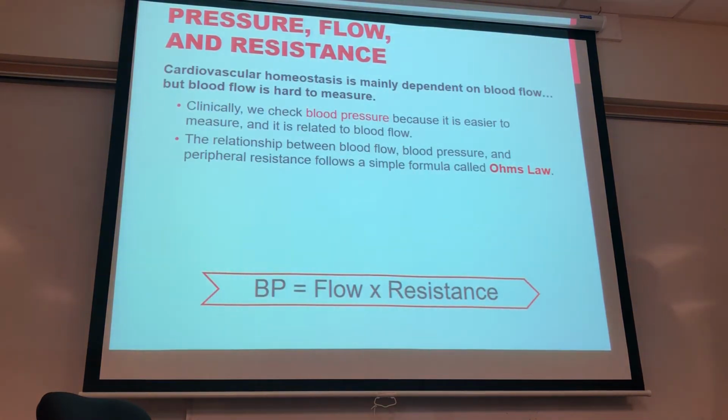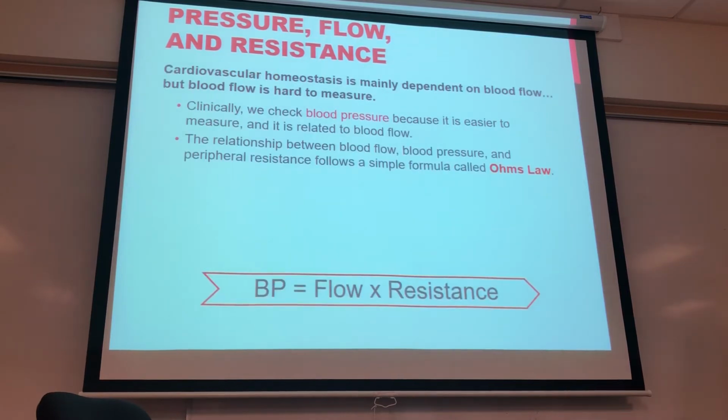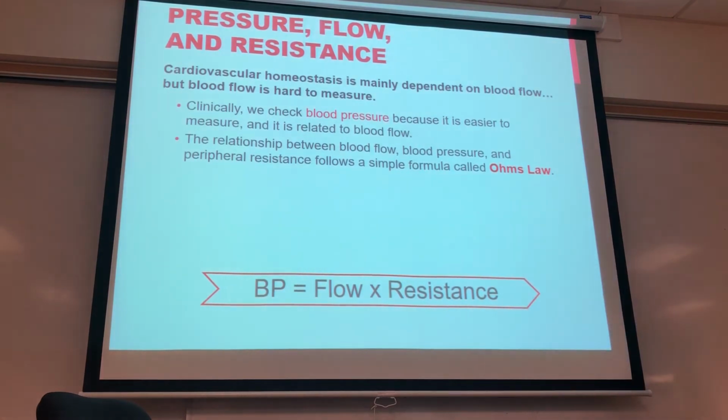Yeah, on this slide. So we can measure blood pressure because it's related to blood flow. And then when we tie in resistance, which we already know is tied again to the radius of the vessel, we want to take a look at the relationship between all of these. And this is going to follow something very similar, which was called Ohm's law. Ohm's law is something from physics. It's basically blood pressure equals flow times resistance.